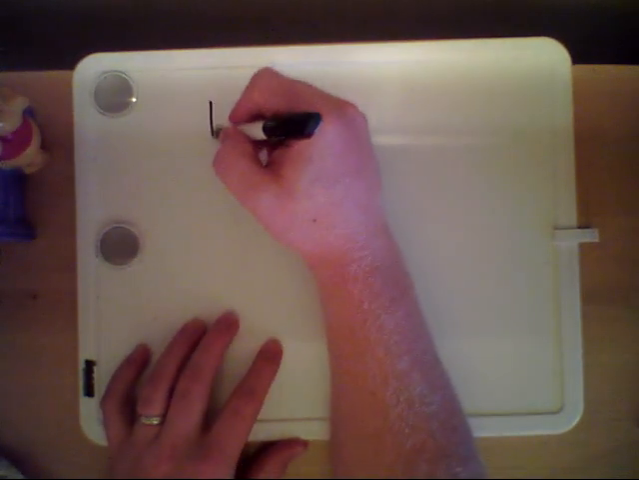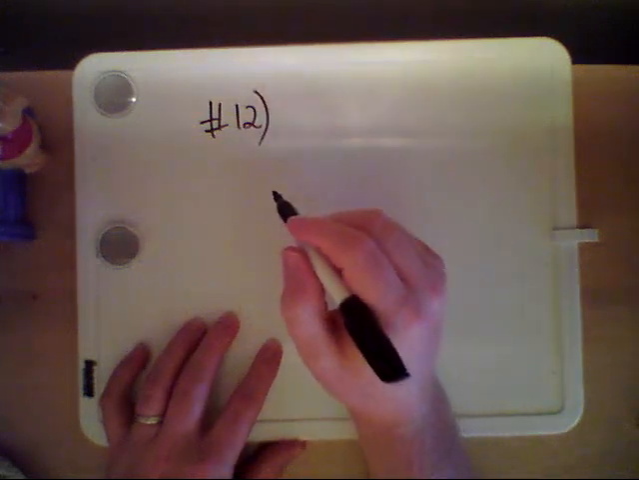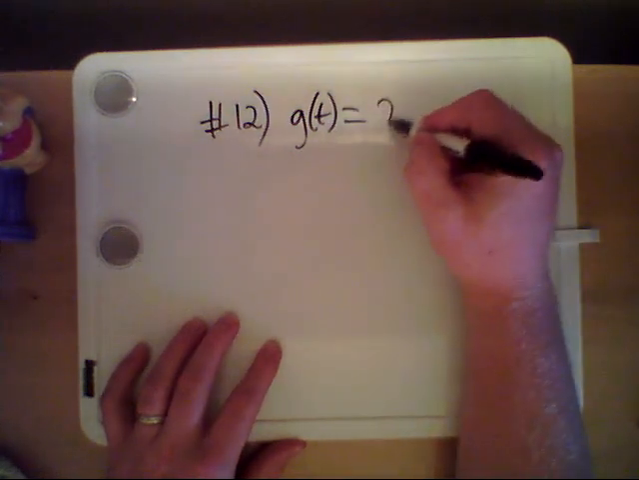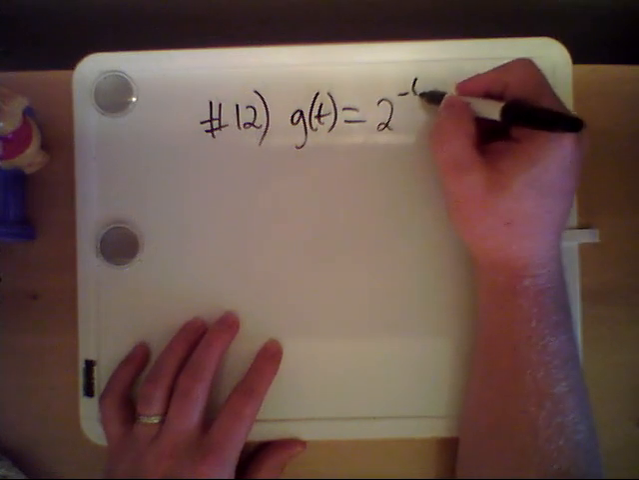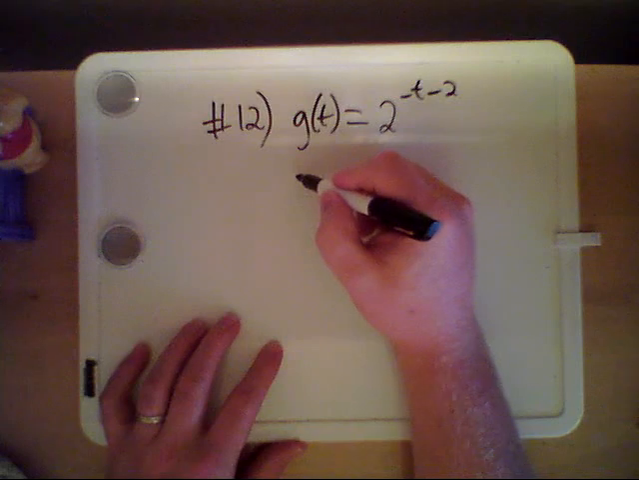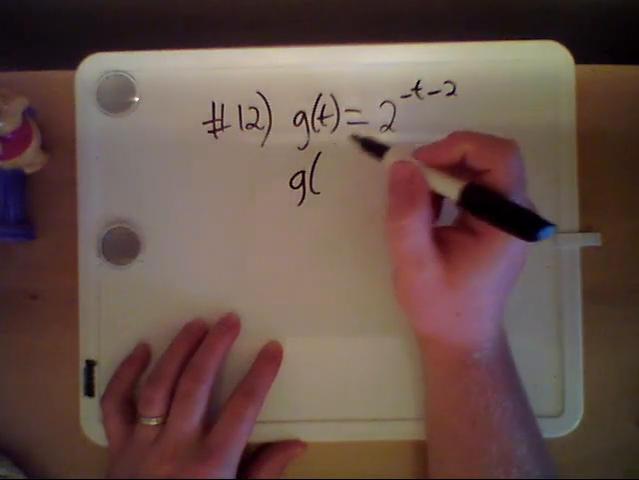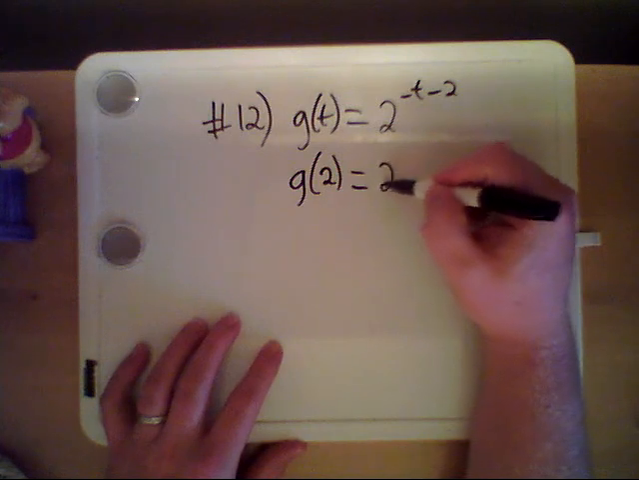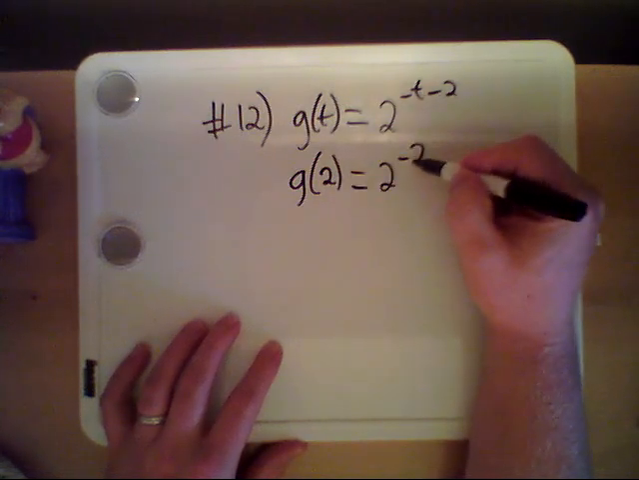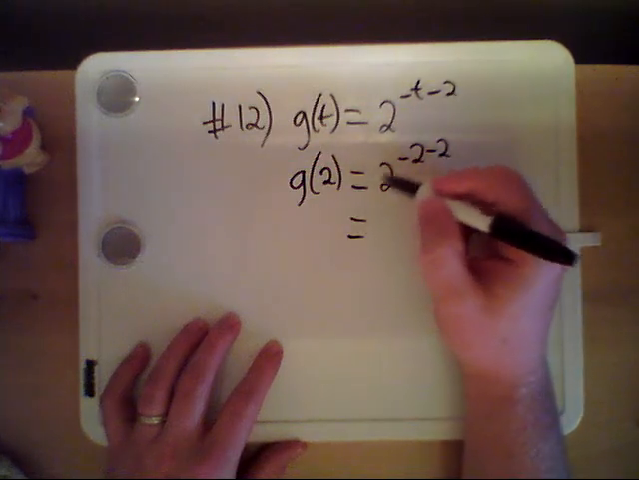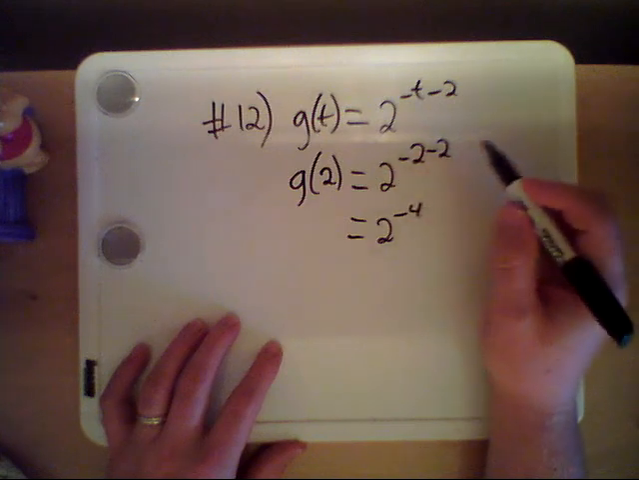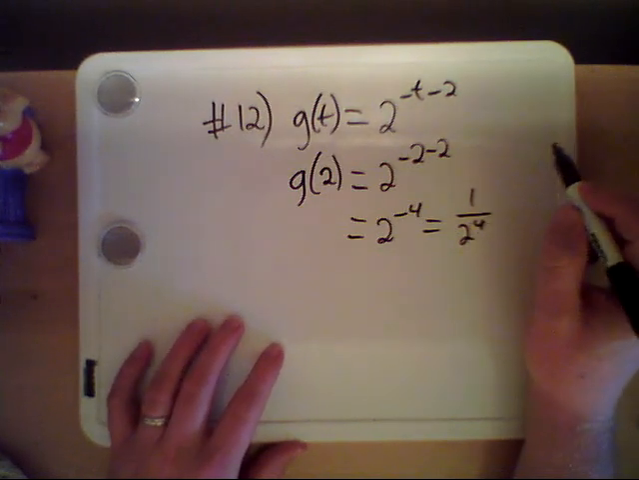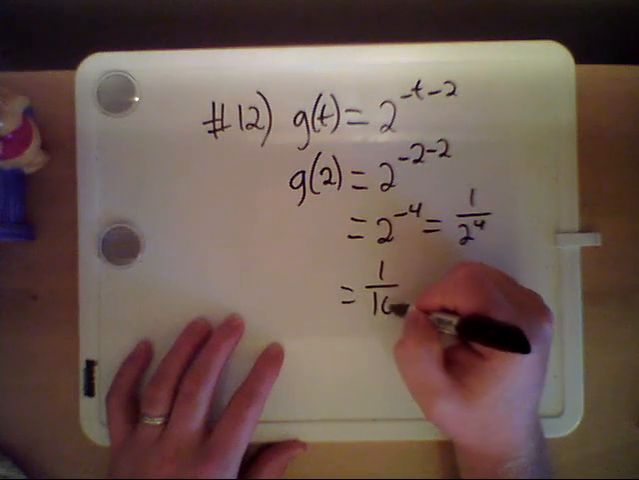Number 12. g of t equals 2 to the -t minus 2. Now we're asked to find g of 2. I'm going to put a 2 through the g machine. All right, so we got 2 to the negative t. Well, negative t is going to be negative 2 minus 2. Negative 2 minus 2 is negative 4. So that's going to be 1 over 2 to the 4th. And 2 times 2 times 2 times 2 is 16. So that's going to equal 1 over 16.